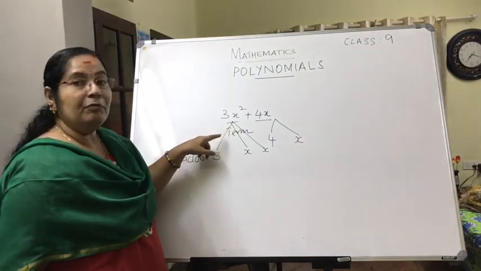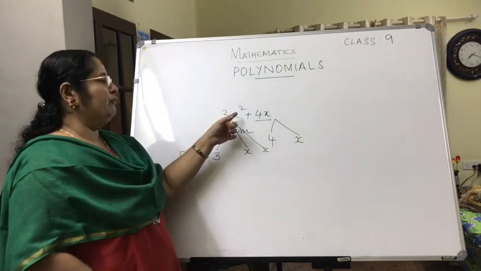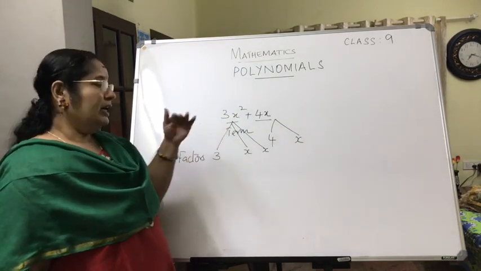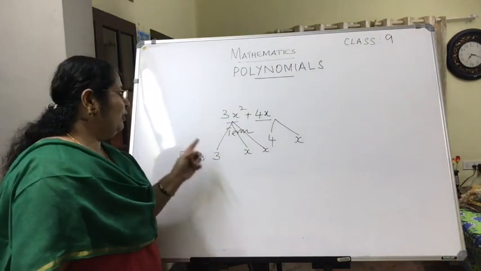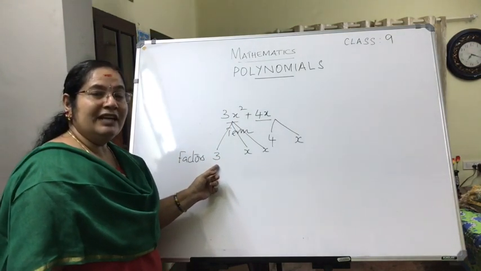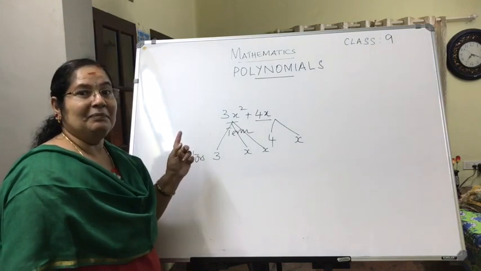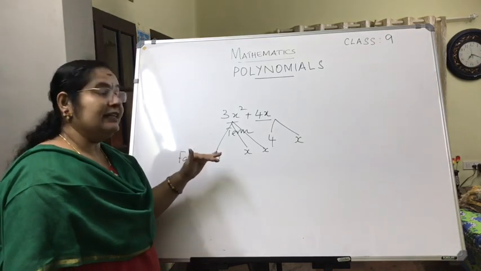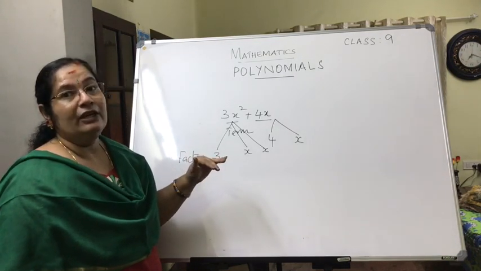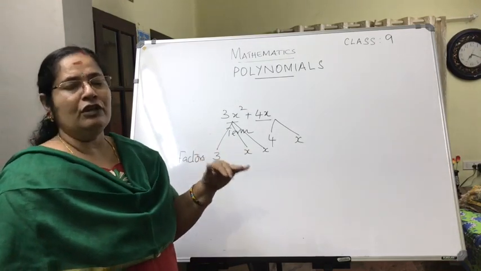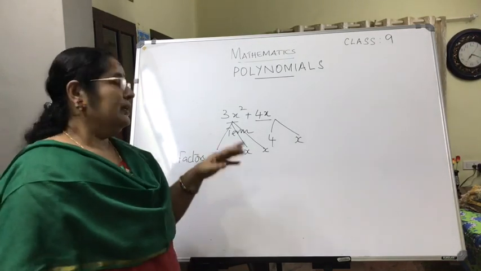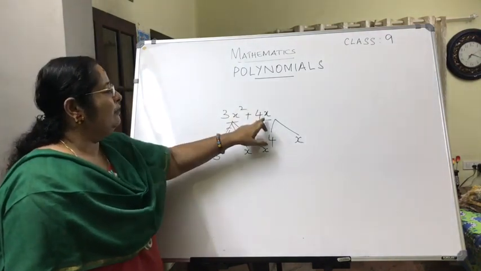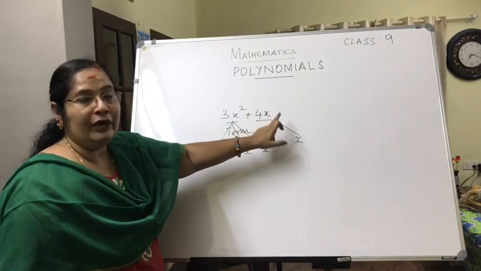So expressions are formed from terms. Terms put together will form an expression. And factors, when you put together, you get a term. Now coming to factors again, what do you call the numerical factor in a term? Yes, it is called the coefficient. Numerical coefficient, or we simply say coefficient. So 3 is the coefficient of the term 3x square. Here 4 is the coefficient of the term 4x.